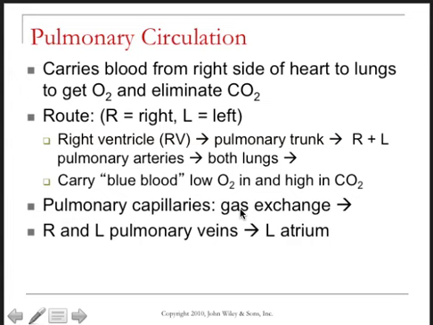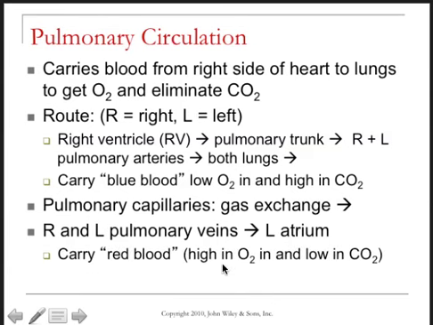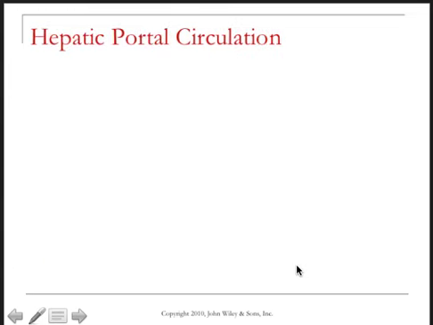Essentially, again, in the air that you breathe, oxygen concentration is high compared to the blood that's perfusing the lungs. So oxygen flows into the blood there. And carbon dioxide is high in the blood perfusing the lungs compared to the air that you're breathing. So carbon dioxide flows out of the blood perfusing the lungs and into the exhaled air. The right and left pulmonary veins then feed into the left atrium. This carries red blood, which is high in oxygen and low in carbon dioxide, back to the heart, and then we enter now the systemic circulation.